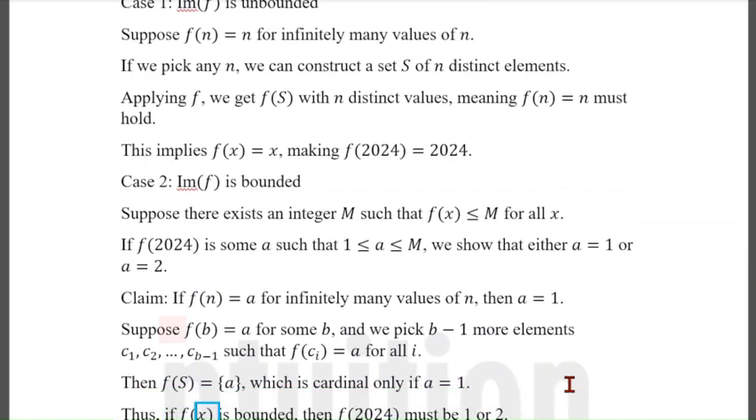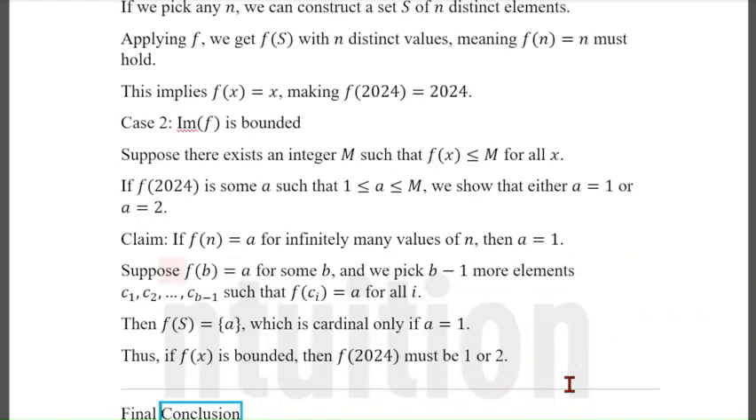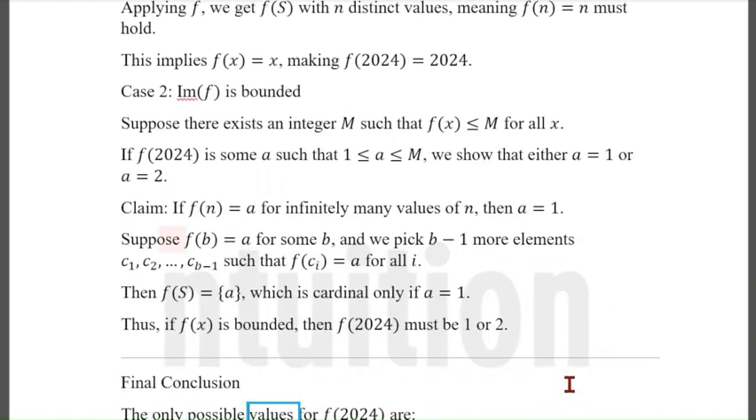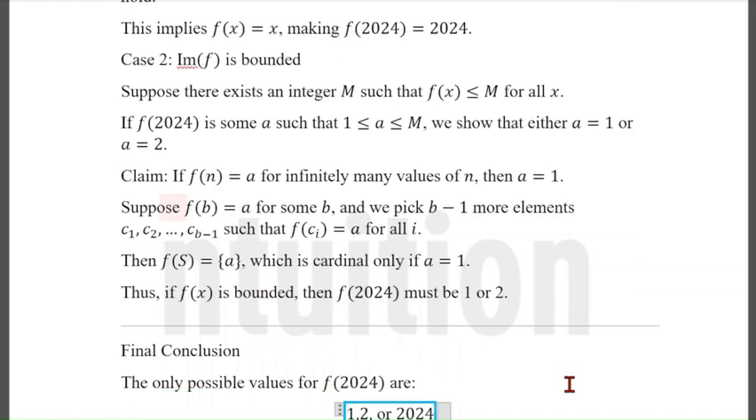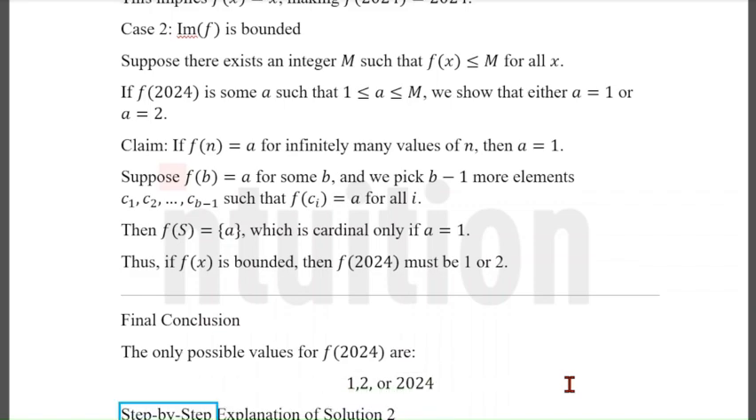Thus, if f is bounded, then f(2024) must be 1 or 2. Final conclusion: the only possible values for f(2024) are boxed 1, 2, or 2024. Step-by-step explanation of solution 2.